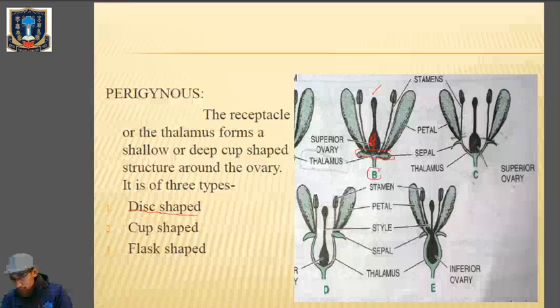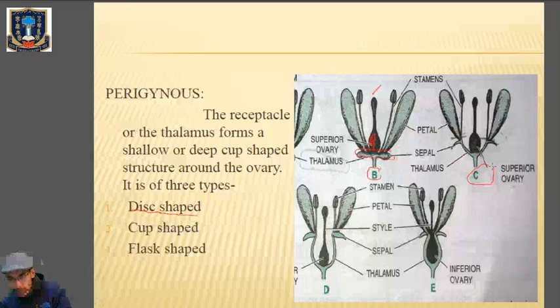And such types of structures we will find in the flower of cassia, pea, and gram. Here also, since the ovary is in the center, the ovary will be superior. Then let's move to the next one, that is cup-shaped, figure number C. Okay, the cup-shaped perigynous flower.